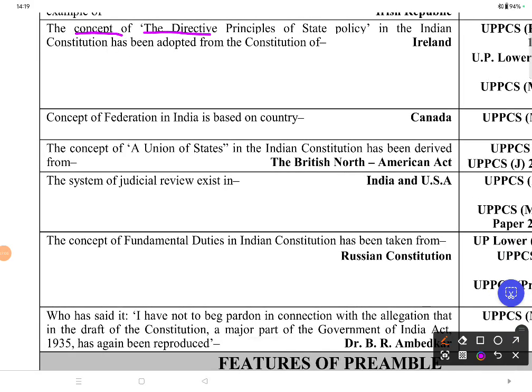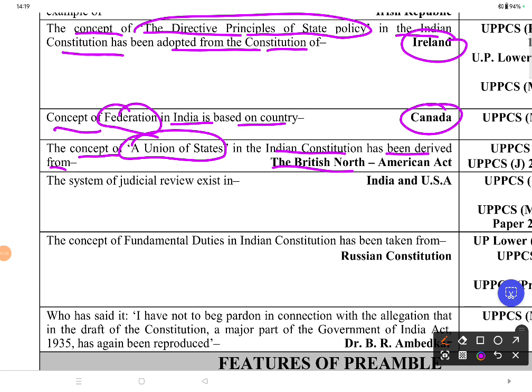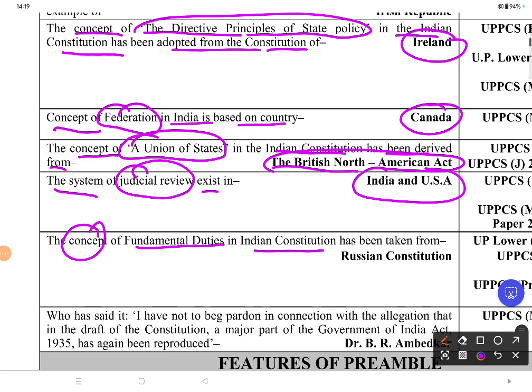The concept of the directive principles of state policy in Indian Constitution has been adopted from the Constitution of Ireland. The concept of federation in India is based on Canada. The concept of a union of states in Indian Constitution has been derived from the British North America Act. The system of judicial review exists in India and USA. The concept of fundamental duties in Indian Constitution has been taken from the Russian Constitution.